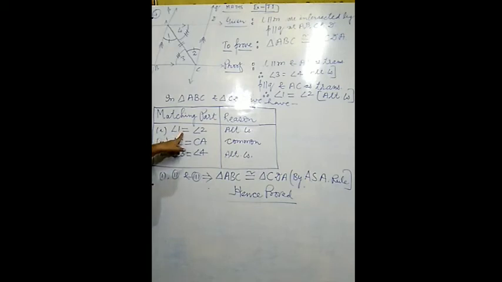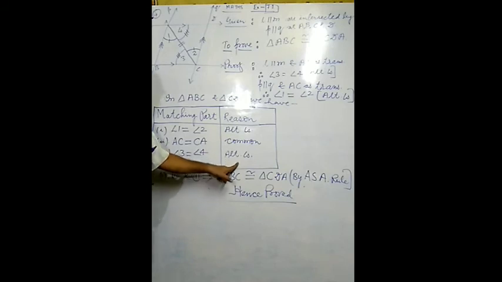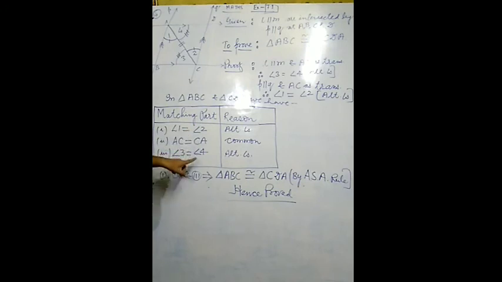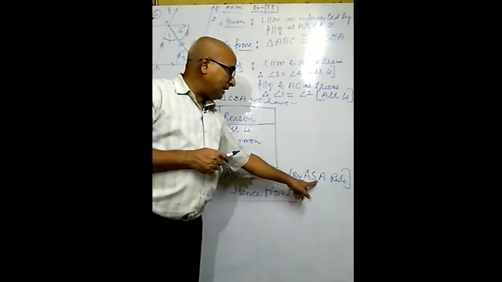First of all, the matching part is angle 1 equals angle 2. That reason is alternate angles. AC equals CA, that is common. And angle 3 equals angle 4, again alternate angles. On the basis of first, second, third, we may say that the lower triangle ABC is congruent to the upper triangle CDA. And which rule is applied here? You may observe angle, then side, then angle. The same thing is noted down: angle, side, angle.